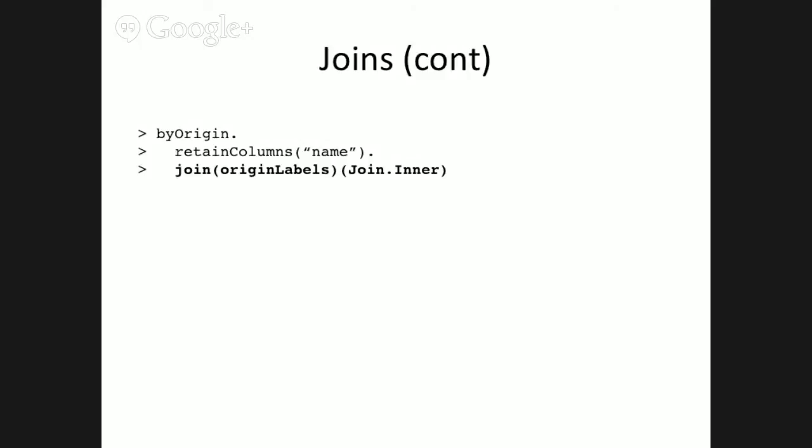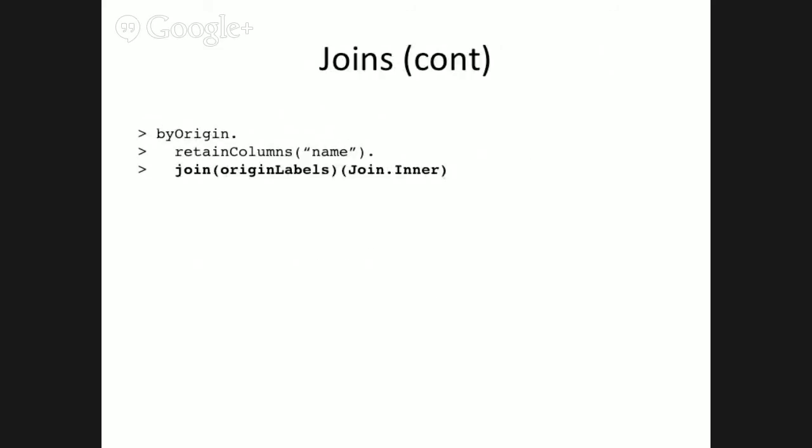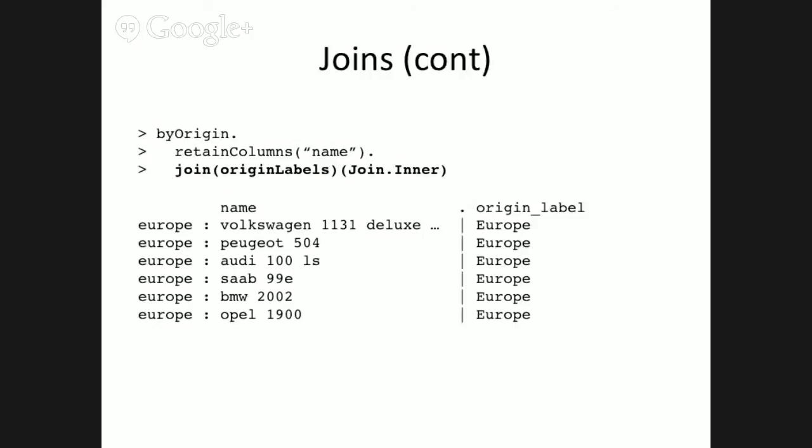So now we're going to take our frame that we had grouped by the origin. So the key is now Europe, right? I don't remember if we slid back. We're going to drop all the columns but the name of the car because it'll fit on a slide. Then we're going to take that frame and join it with the frame we defined previously, and do an inner join, or outer joins, left outer joins, whatever you want. And then we end up getting a frame with 2 columns: names, and then a human readable region of origin.